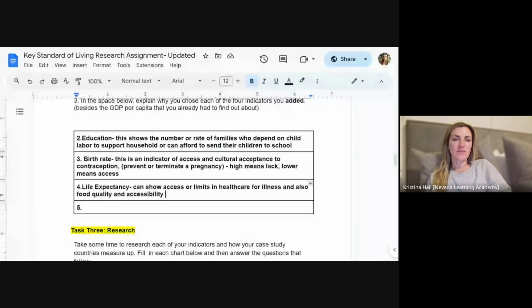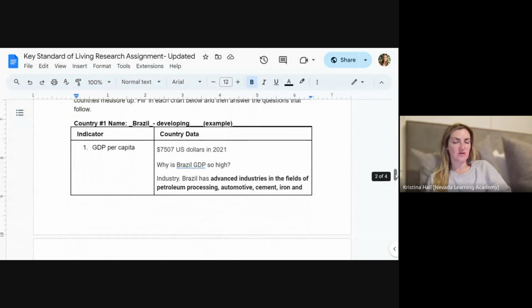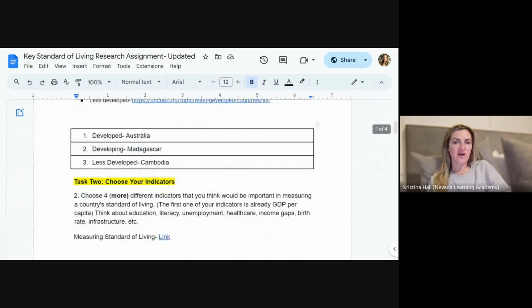So for example, I chose an example country, Brazil, and this is a developing country. I think up here I chose 3. For developing, I put Madagascar. Let's change that to Brazil. I forgot that I chose a different example. All right, you're welcome to do this one with me if you would like, and then you would do your other 2, whatever you chose for developed and whatever you chose for less developed.